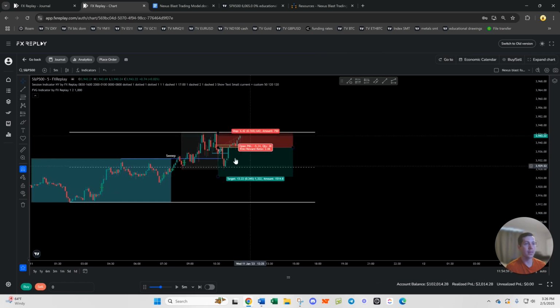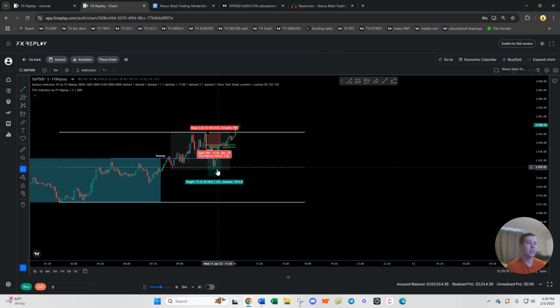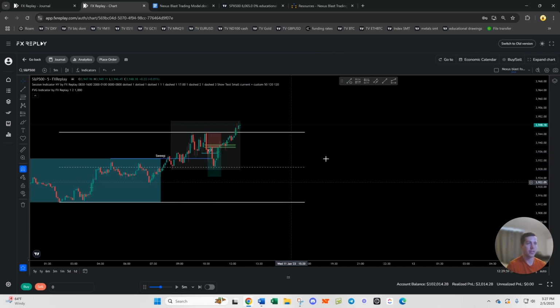So we got tagged in and unfortunately went break even pretty quickly. So this looks like a good example where going break even actually saved us from a loss. It didn't quite get to our take profit. It stopped at the midpoint of the range.